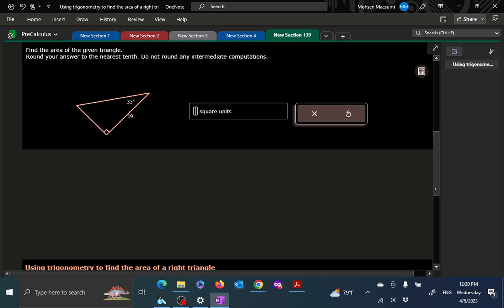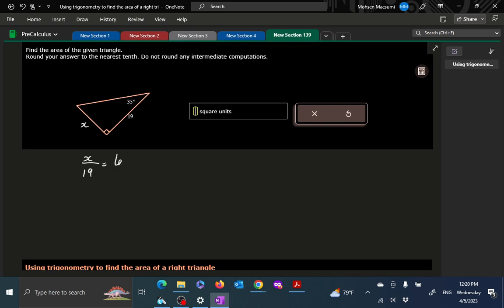So in this problem, this is 19. Let me call this side x. So what would be x divided by 19? That would be tangent of 35. Is that right? Tangent is the ratio of opposite to adjacent. So therefore, x is 19 tangent of 35.